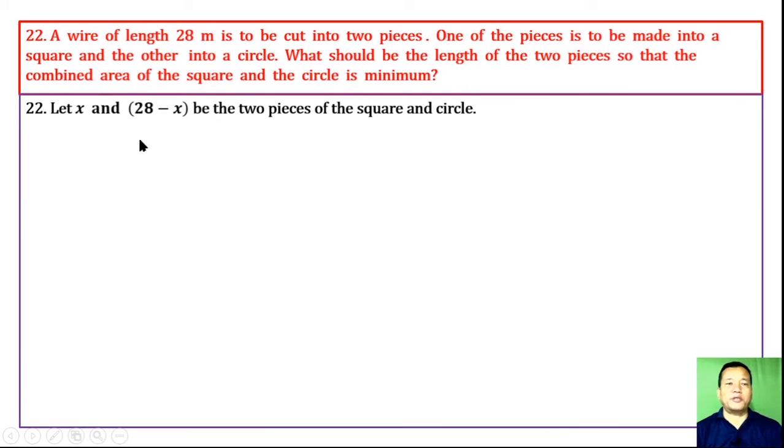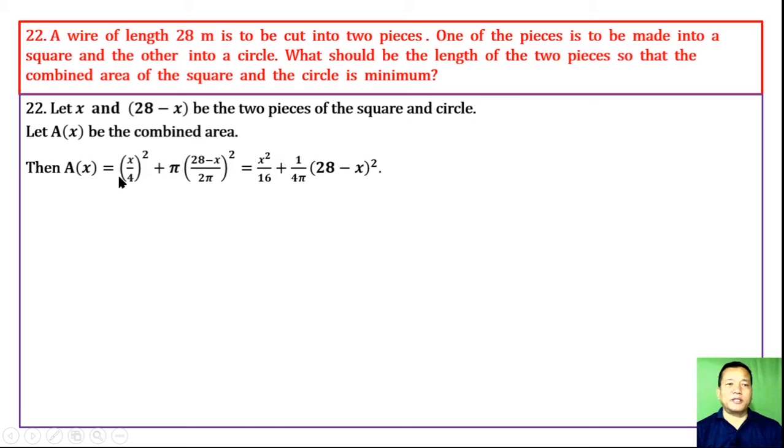Let x and 28 minus x be the two pieces for the square and circle. Then A(x) is the combined area. Area of the square is (x/4) whole squared, plus area of the circle. Area of the circle is pi r squared, where (28 minus x) by 2 pi is the radius, whose square is this, and expanding we get this expression in x.